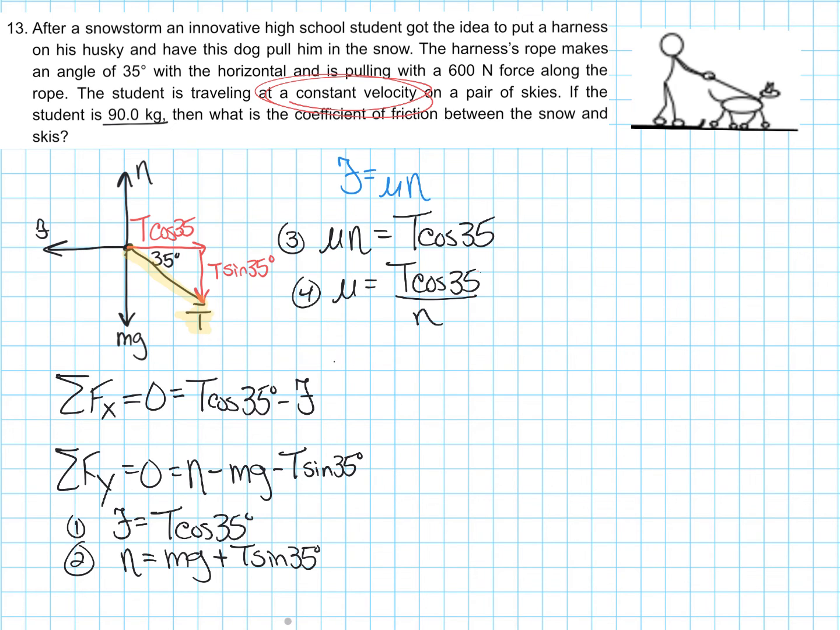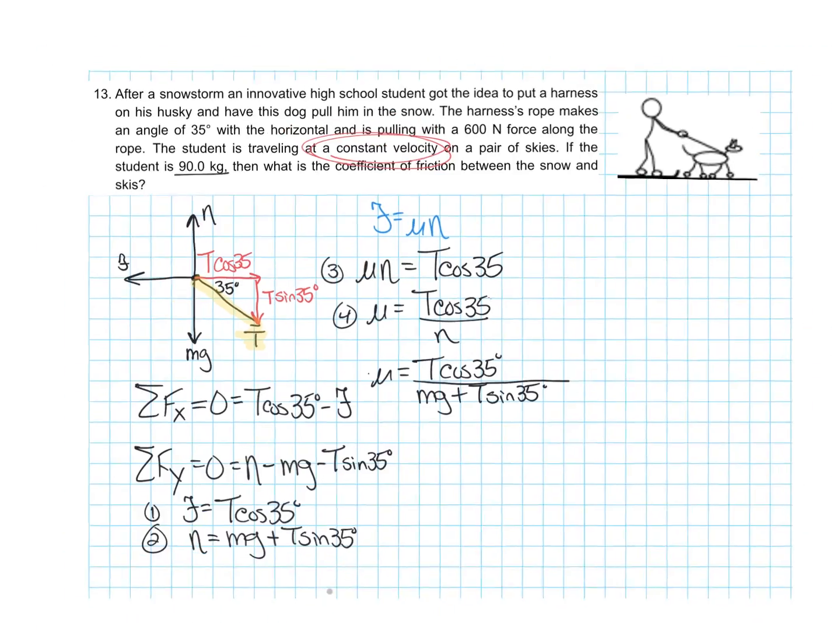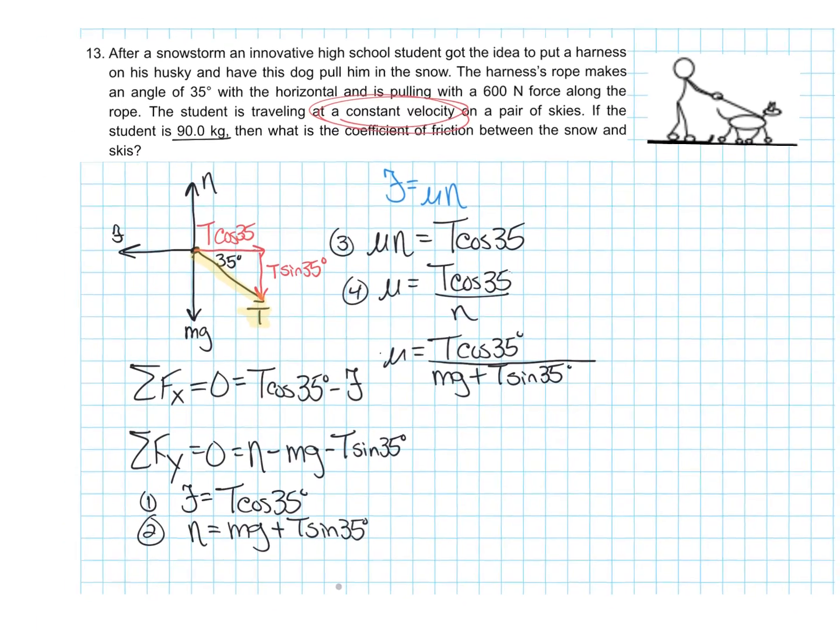So that means that mu is equal to T cosine 35 divided by everything that eta is equal to in equation 2. That's going to be mg plus T sine 35 degrees. There we go. All right, all set.